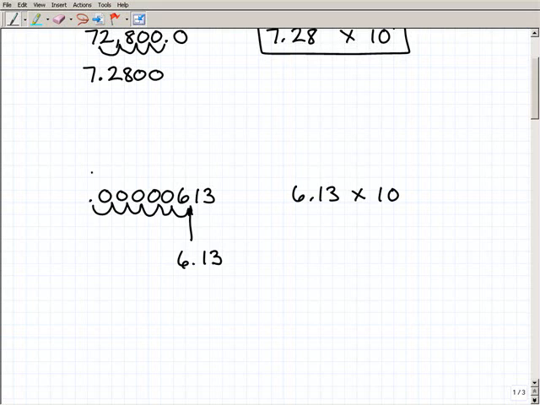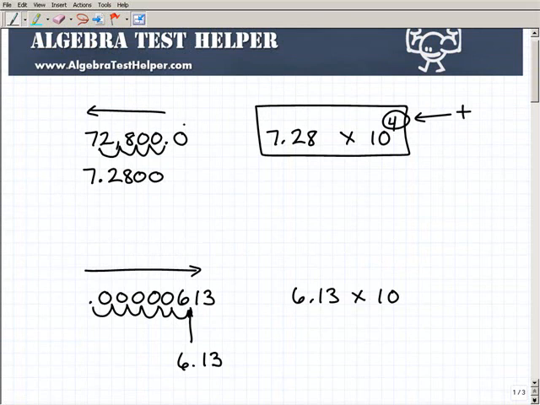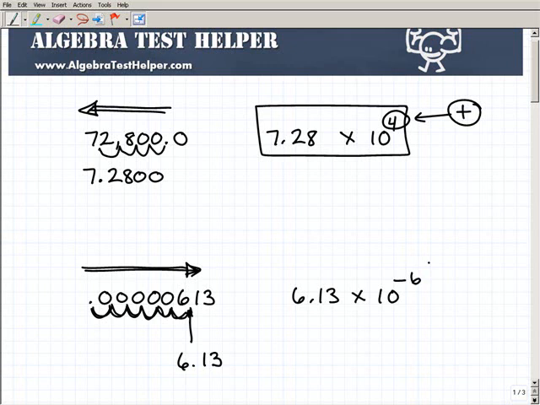Now this time we moved the decimal point to the right. Previously I moved it to the left. Moving it to the left, the power is going to be positive. Moving it to the right, the power is going to be negative. So this is going to be 1, 2, 3, 4, 5, 6. So that's going to be 10 to the negative 6 power. So that's that number written in scientific notation.